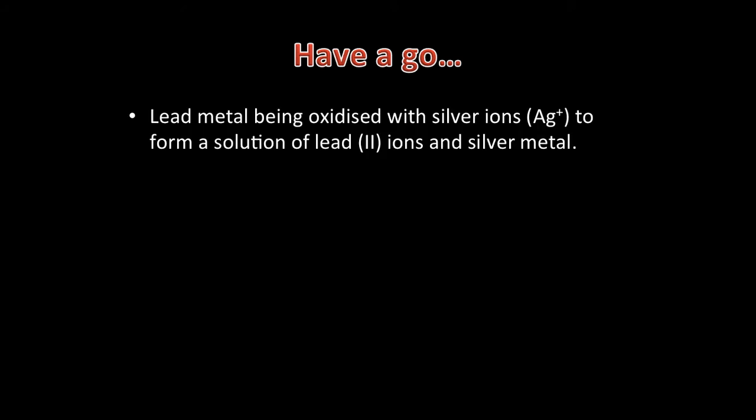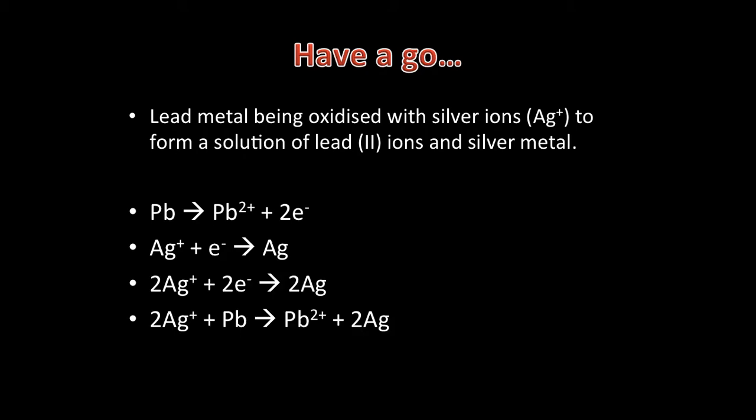Lead loses 2 electrons to form Pb2+. Silver plus gains 1 electron to go to a silver atom. To balance the electrons, we need to multiply the silver half equation by 2 and then combine, cancelling out the electrons.